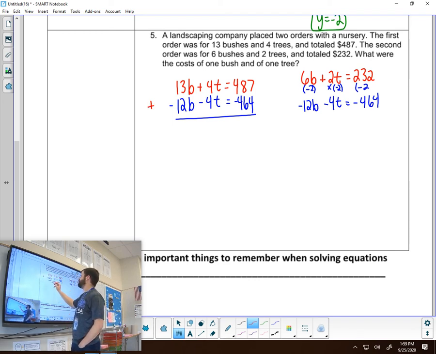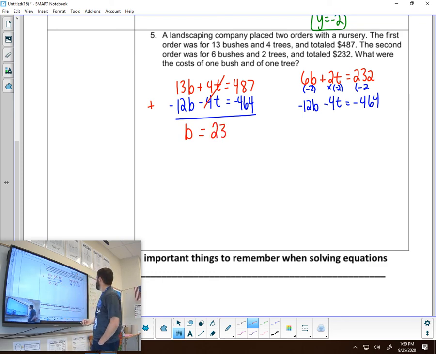And we can add these two together. 13b plus negative 12b is 1b. Hey, these two cancel out. And on the end, 487 minus 464 is going to give me 23. So each bush is going to cost $23. Well, we now know what a bush costs. Let's find out what the trees cost.